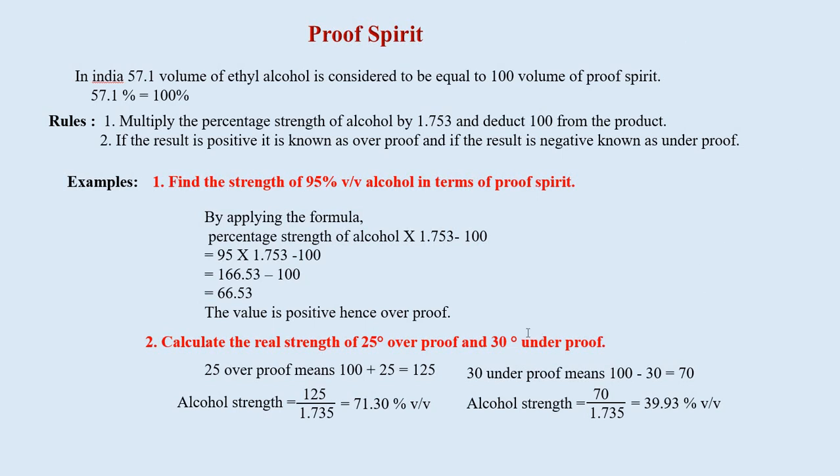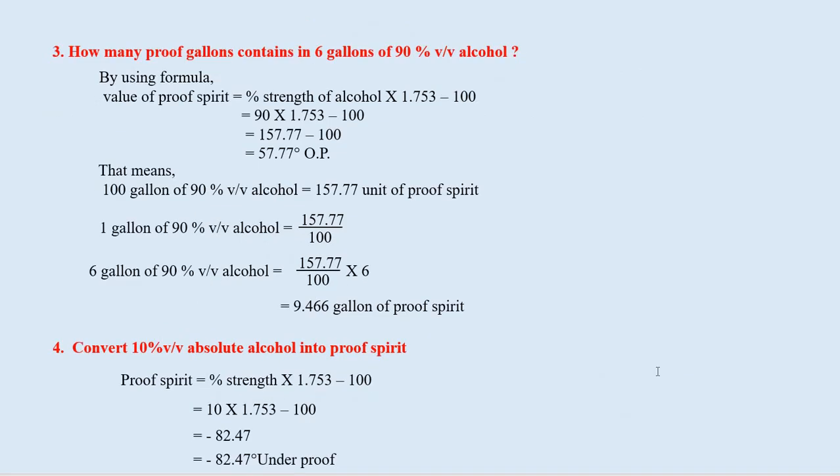And if in the problem they give the value in terms of proof, if the value is overproof, you add that value to 100, and if the value is underproof, you subtract that value from 100. These are the basic things. Okay, then the next problem.